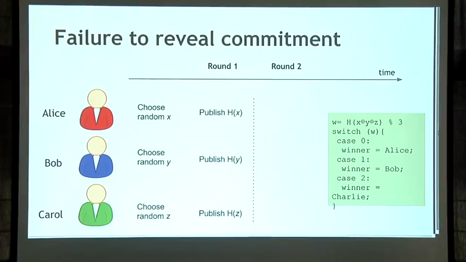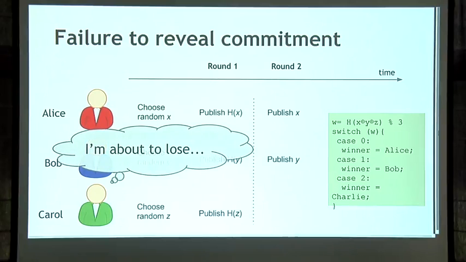So what happens if somebody fails to reveal their commitment? Let's go back to round 2 of the protocol. Let's say that Alice and Bob each publish their commitments, and then Carol looks at these and she says, if I publish my commitment, I'm going to lose. I can see the random numbers that Alice and Bob chose, and I know which random number I chose, and I can run that script and tell that I'm not going to win.